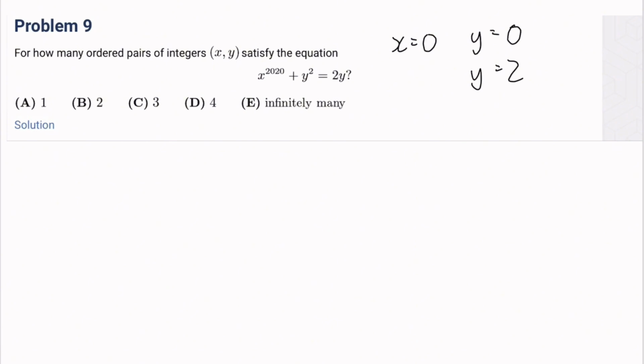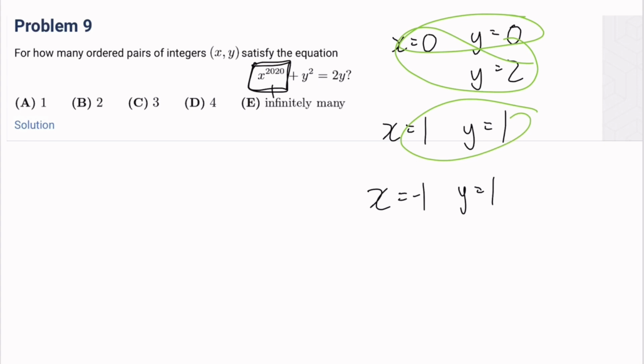And if x equals 1, then this is 1 plus y squared equals 2y, and so y can be 1, right? But then x being 1 just means x to the 2020th is equal to 1. And for this to equal 1, x can also be negative 1, right? And this is just an integer, so it can be a negative value, so y is equal to 1 also in this case. And so we have (0, 0), (0, 2), (1, 1), and (negative 1, 1). We have 4 ordered pairs of integers.